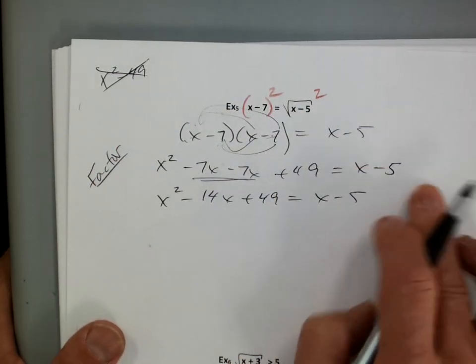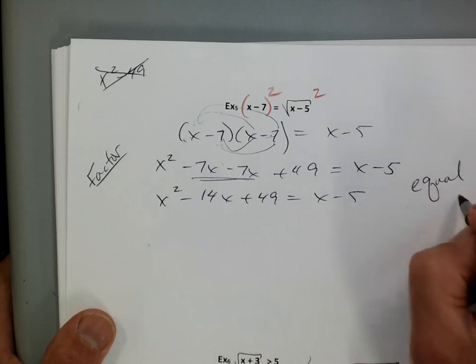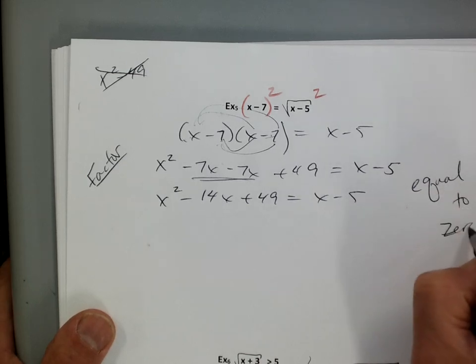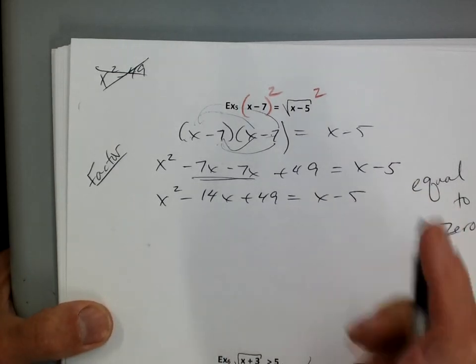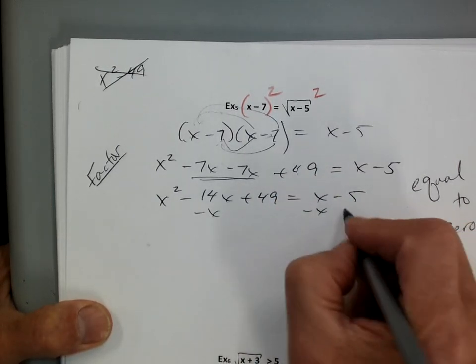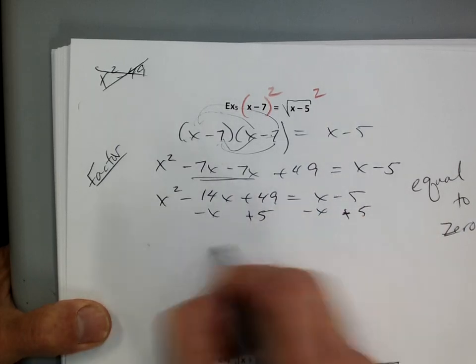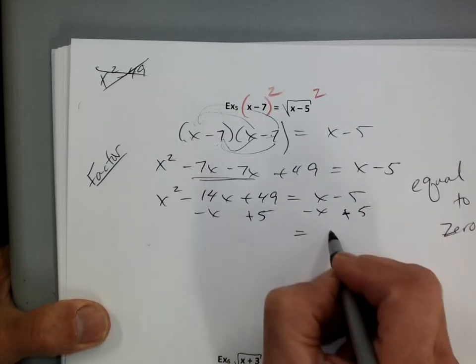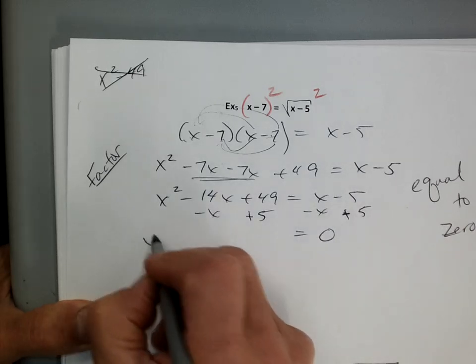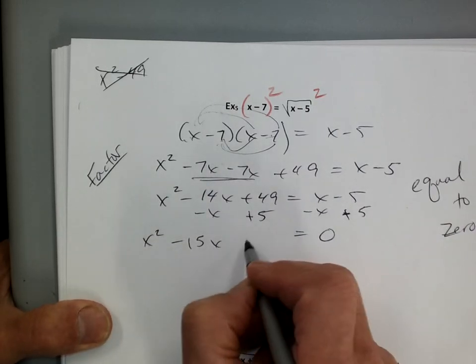So I want to set it equal to 0. Let's go minus x, because that'll get rid of that. Let's go plus 5, because that'll get rid of the 5. And let's see what happens. So we get it equal to 0, right? We've got an x squared minus a 15x plus, let's see, what's that, a 54?